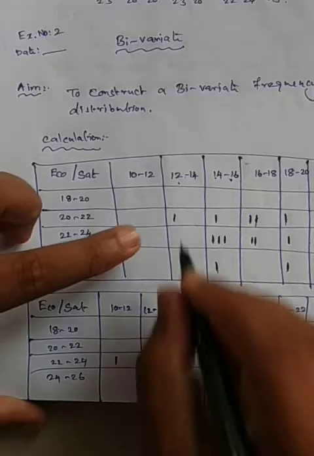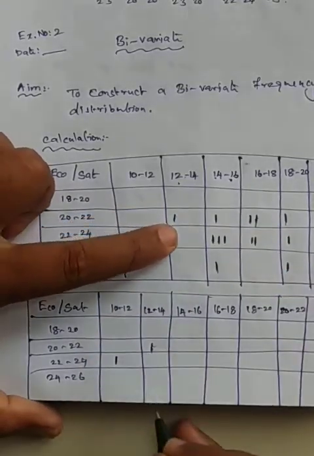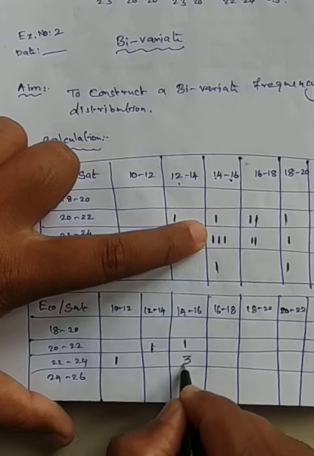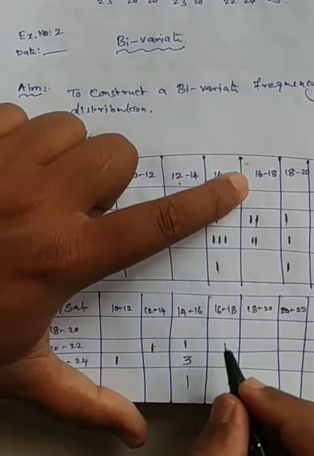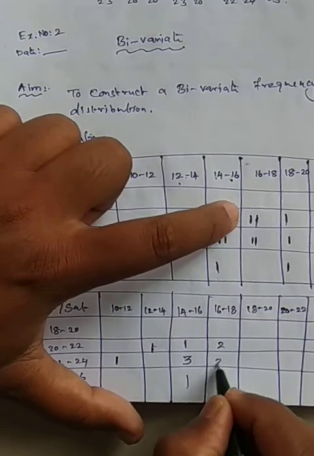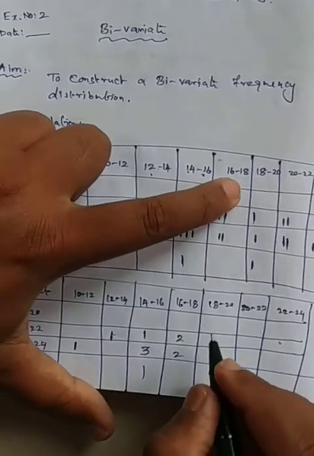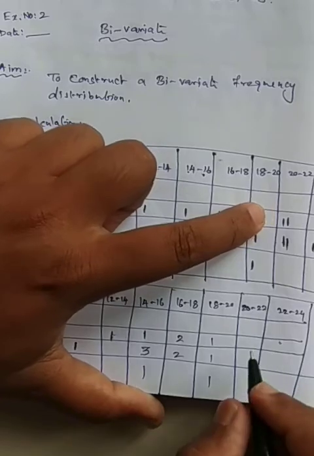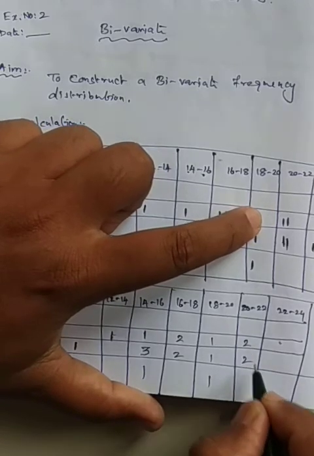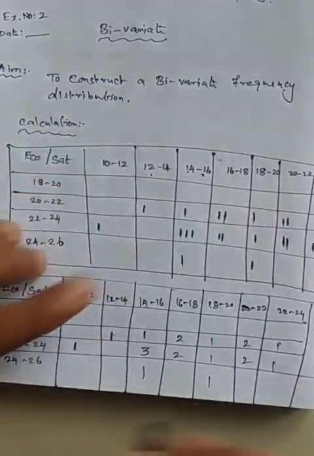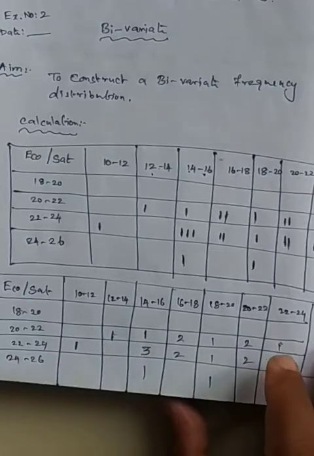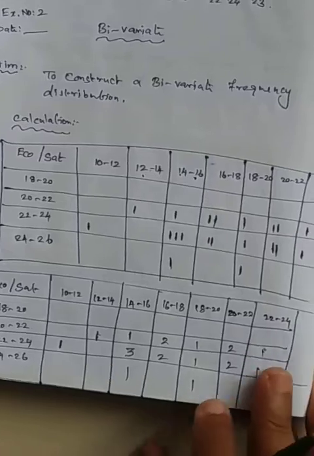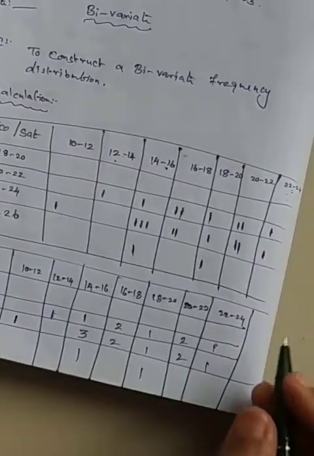Here it is 1, nothing. Here 14 to 16, 3. Two, and then here it is 1. So that's the thing. In this way you need to write the entire data. Okay. In printing there will be a mistake, so don't worry about it. That is not an issue at all.